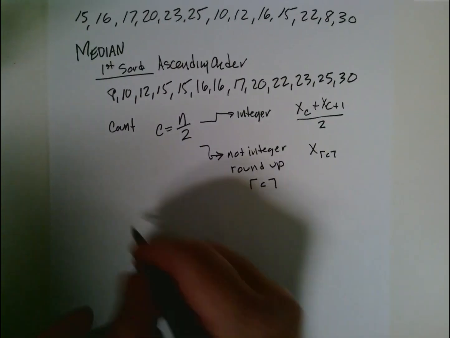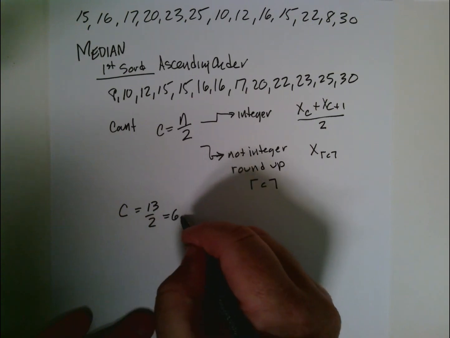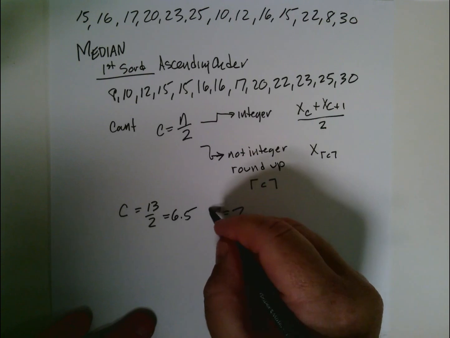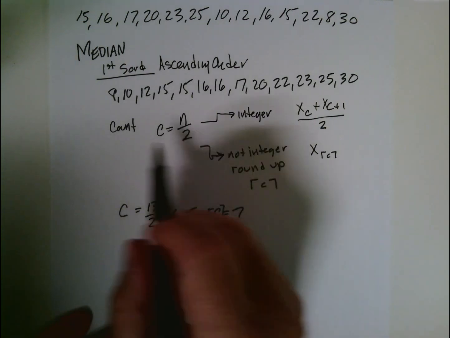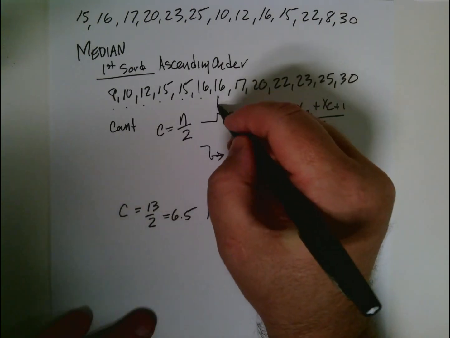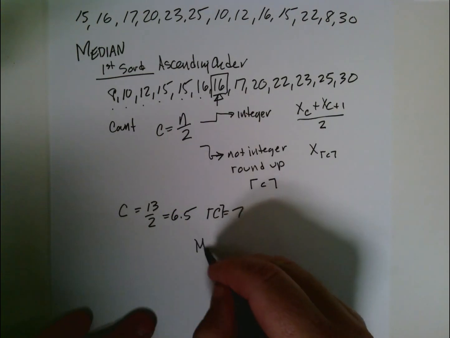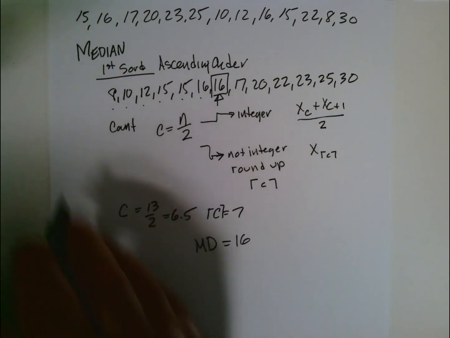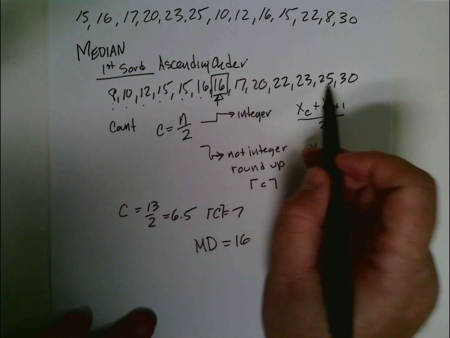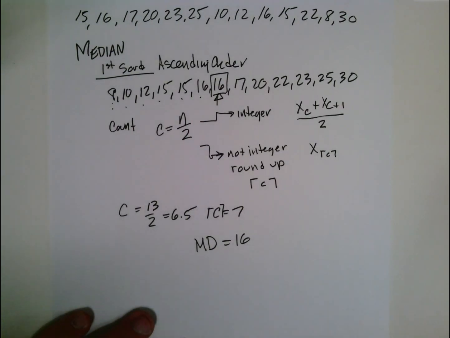Alright, so let's try this. We have our count is 13 divided by 2, which is 6.5. That's not an integer, so we round up to 7. Okay, so we count over to 7. 1, 2, 3, 4, 5, 6, 7. Right there, that's our median. Now if we check, 1, 2, 3, 4, 5, 6, 1, 2, 3, 4, 5, 6, there are 6 data points in each one. We have the median for an odd number of data.